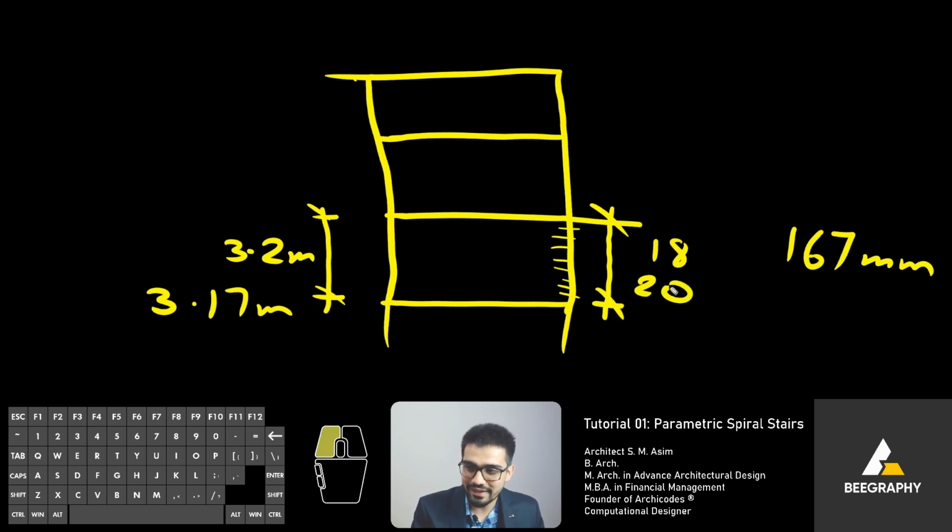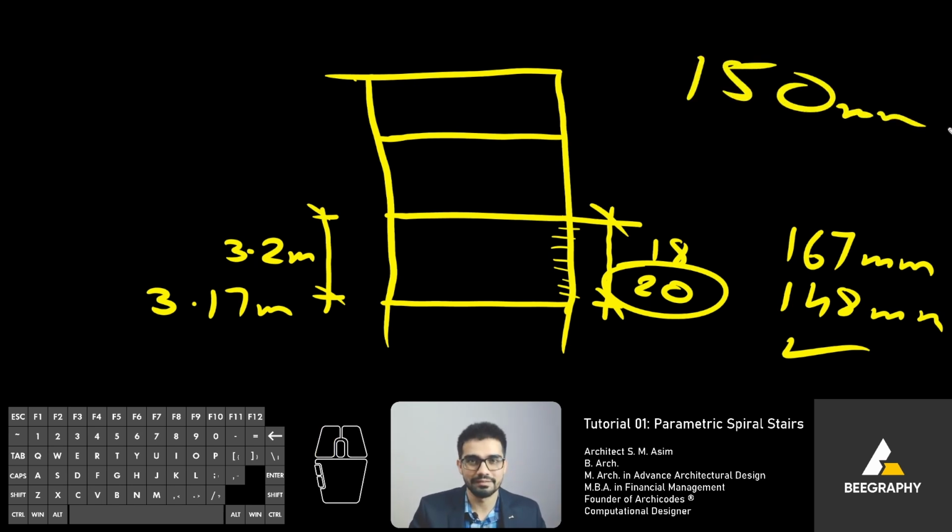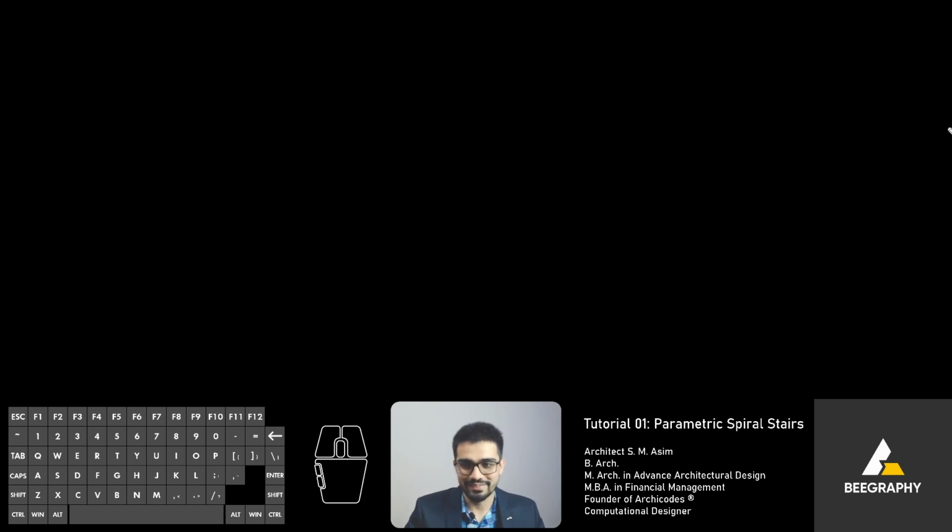So let's make it 20 and then see what happens. It comes out to be 148 or something millimeters. Then that's good. We take it. So we are going to divide it equally into 20 steps, right? So we work with number of divisions and not by exact 150 millimeter steps. So yeah, sorry for the tangent, but I think this is good information for everybody.